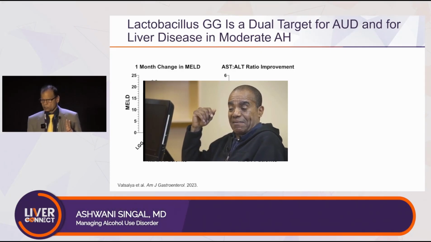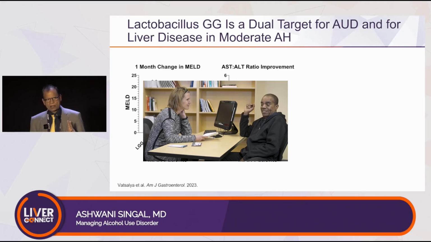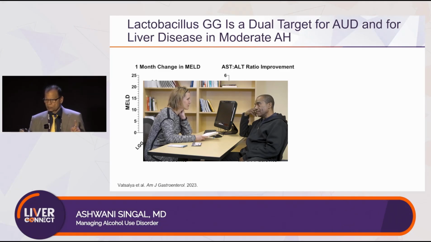Two dual targets which can really crush it are LGG and PUFA, and this comes from our center in Louisville, from Dr. McClain's group. And this is LGG, and I think you heard from Tim about FMT and modifying the microbiome.